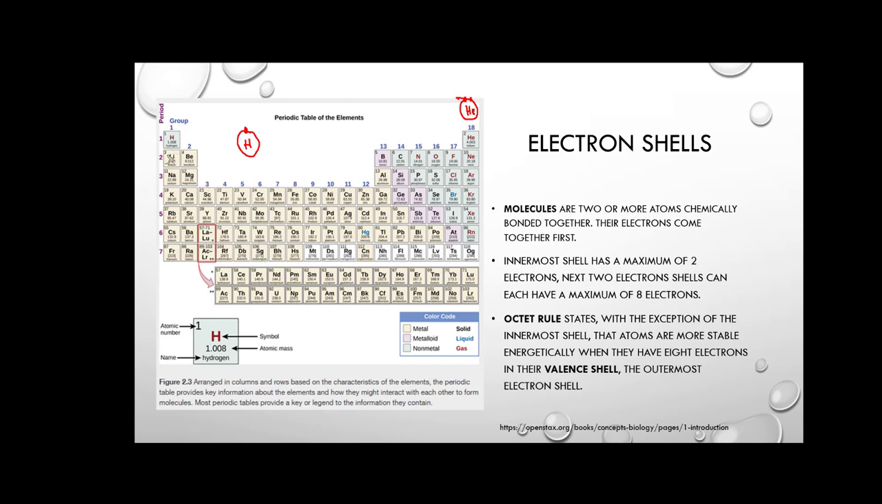Now, let's talk about lithium. Lithium has 3 protons, so it will have 3 electrons if it's neutral.